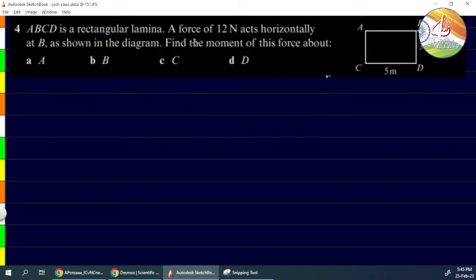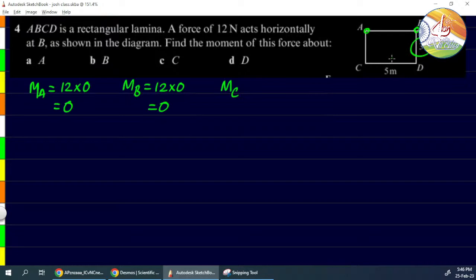ABCD is a rectangular lamina, force 12 Newton acts horizontally. Find the moment of this force about A, B, C and D. First, moment about A. What will it be? The force is passing through the point A, so whatever is the force, perpendicular distance is 0. So here it is 0. Then moment about B, it is also passing through the point B, so perpendicular distance is 0. So 0. Then moment about C.